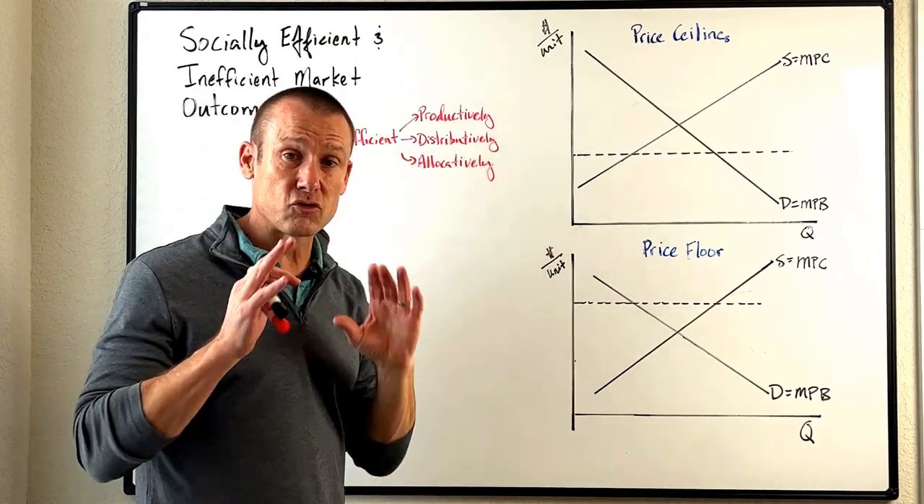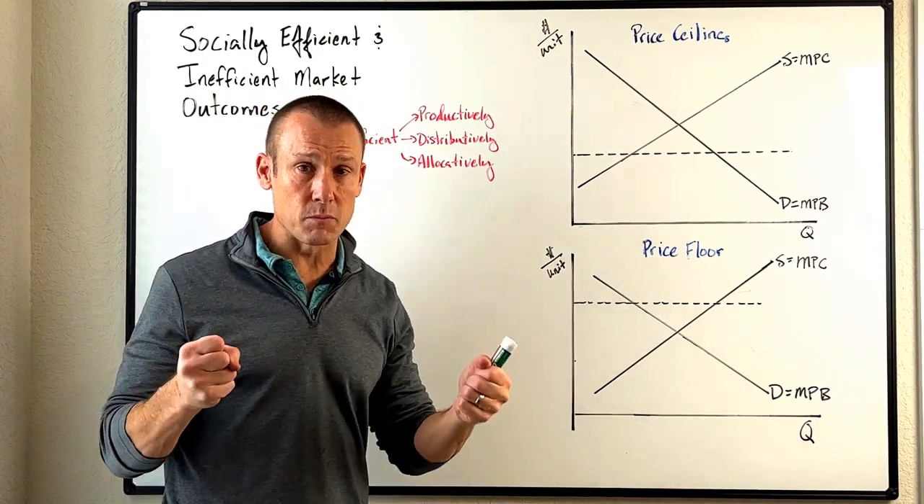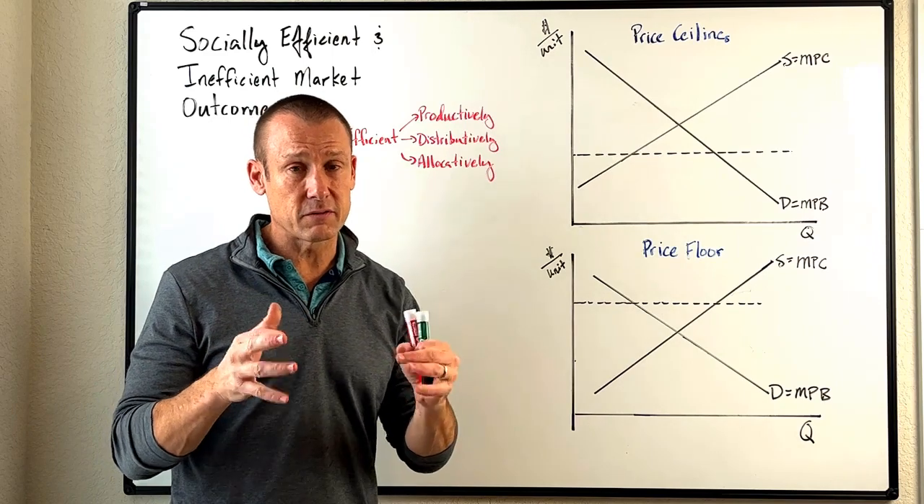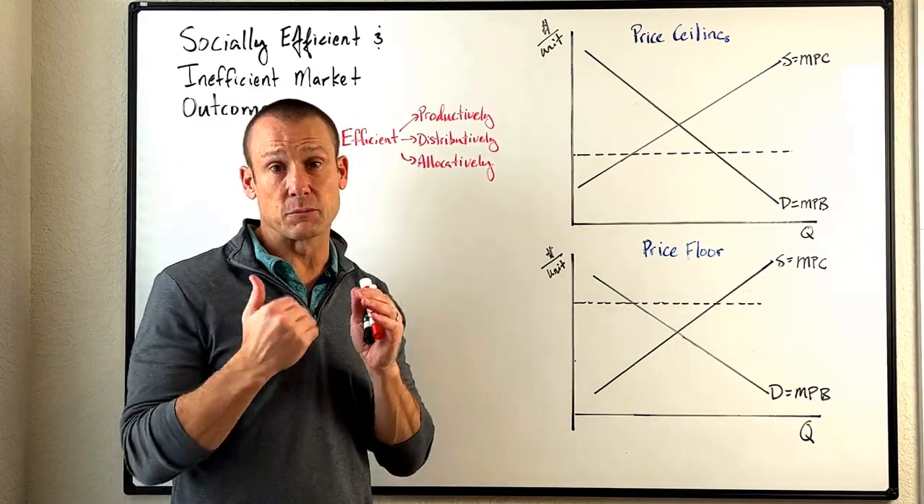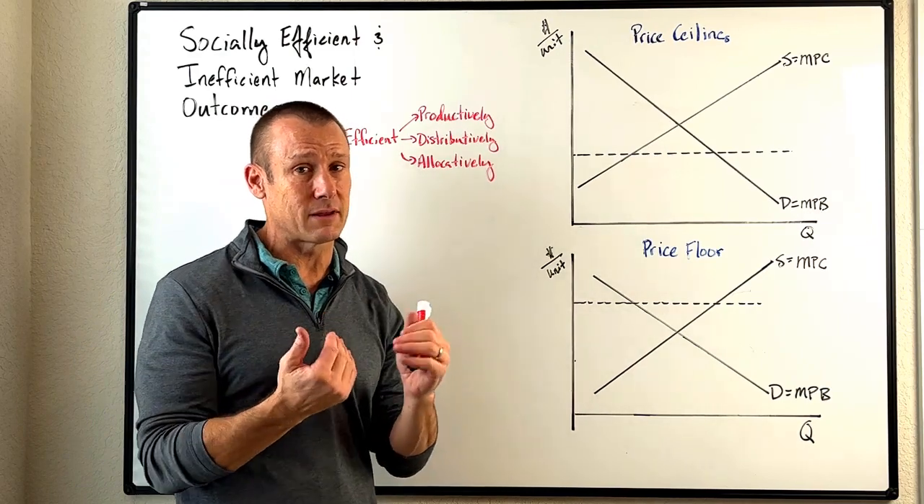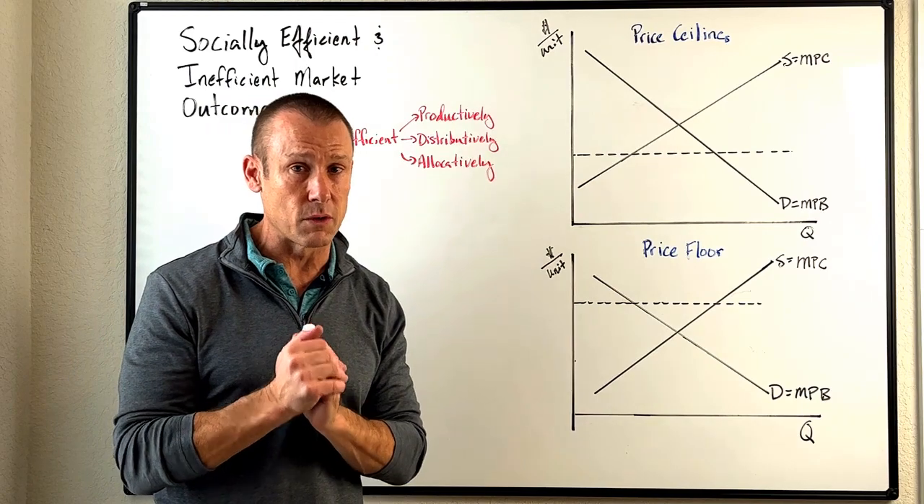Then there is distributive efficiency. We want the goods distributed to those who value them the most, okay? And this is going to be really interesting when we talk about distributive efficiency today, because there are some good sides to markets and some bad sides to markets when it comes to distributive efficiency, getting those goods distributed to those who value them the most.